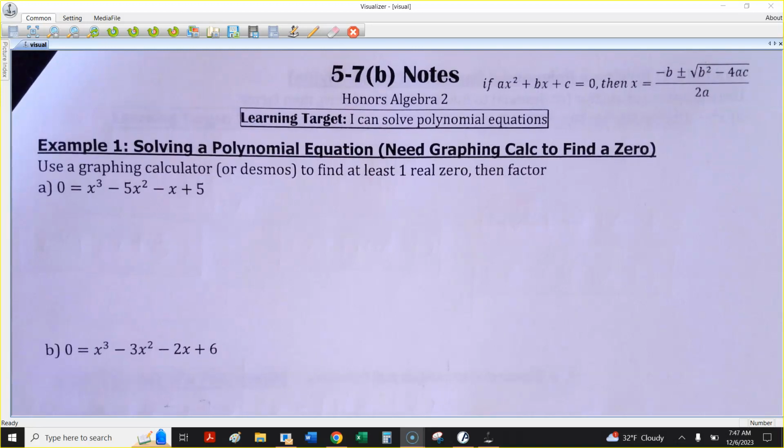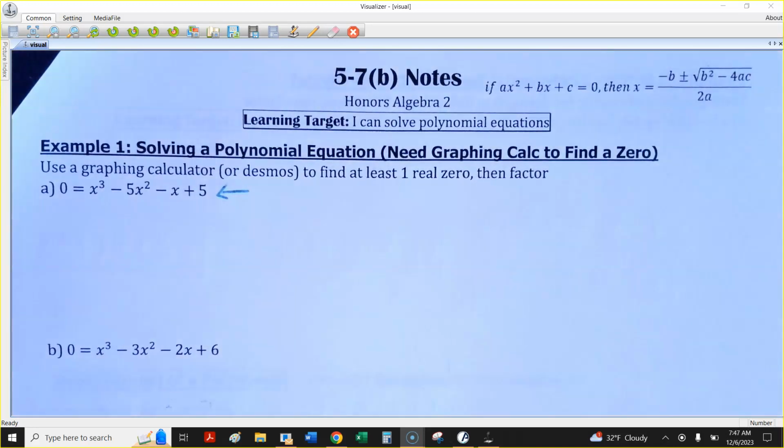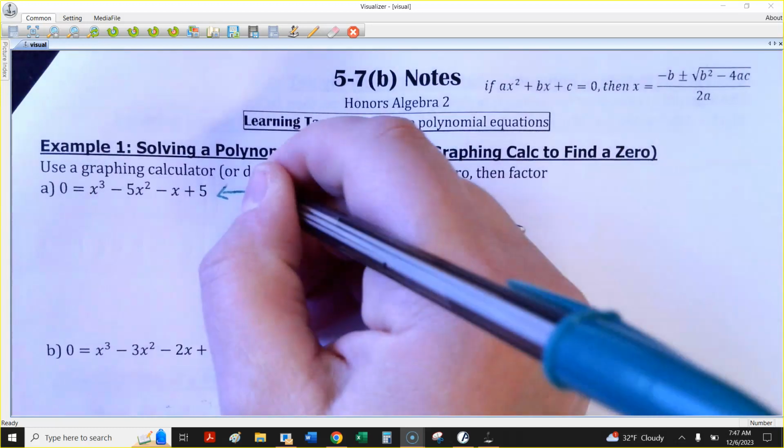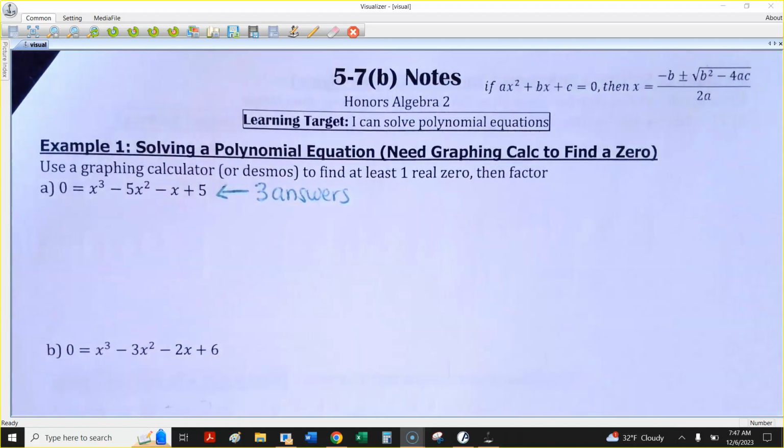So I'm going to show you how to do that. But before I start, if I just have you guys look at this very first question, I have x cubed minus 5x squared minus x plus 5. How many answers should that question have? 3. Okay, so I need to have 3 answers to this question. Now, they could be real, they could be imaginary, and it's just going to kind of depend on the question.